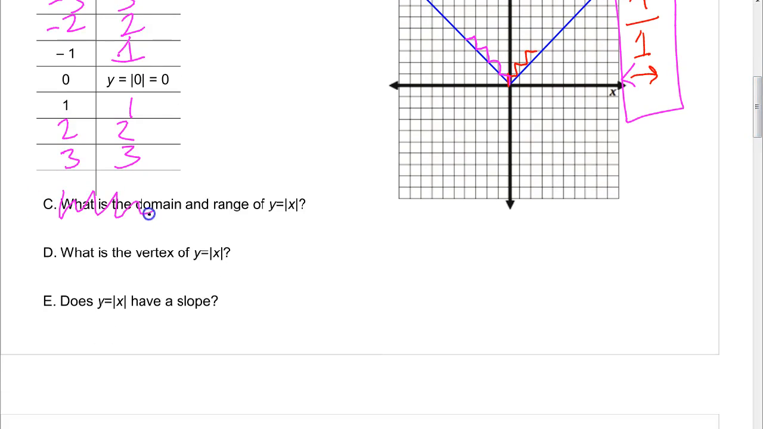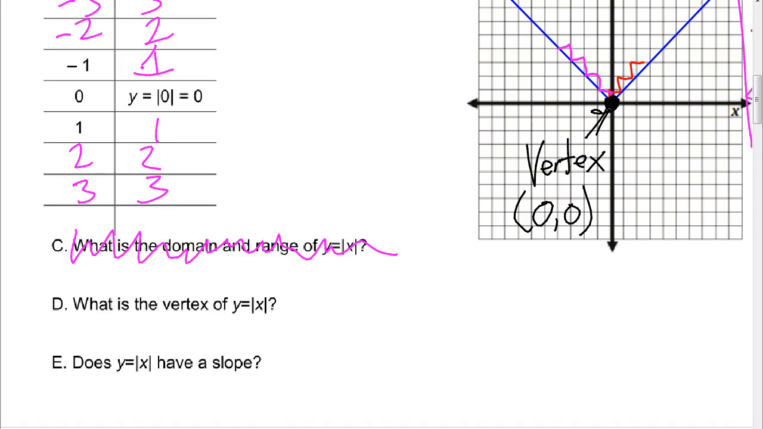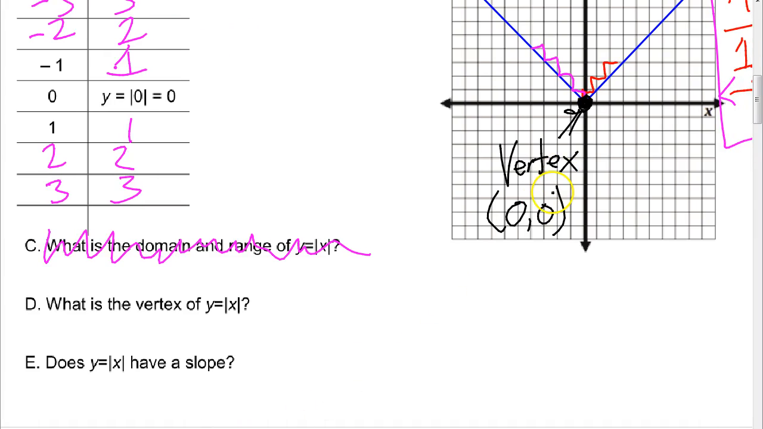Domain and range we're not going to worry about right now, so don't worry about that part. Vertex. The vertex is the point where the two diagonals meet. So in this case, this is the vertex, and it's at 0, 0. Everything that you do today will start at 0, 0. Okay, that's your vertex.